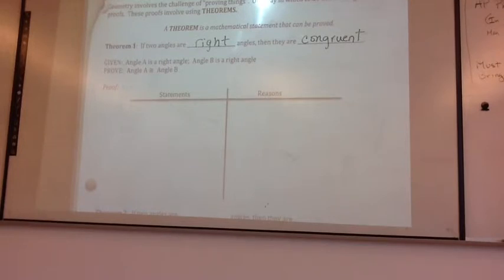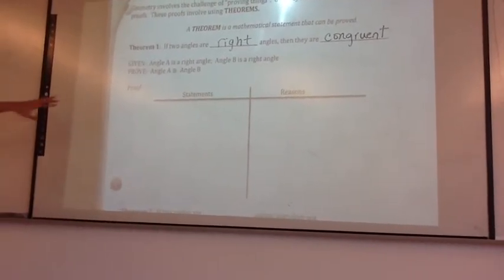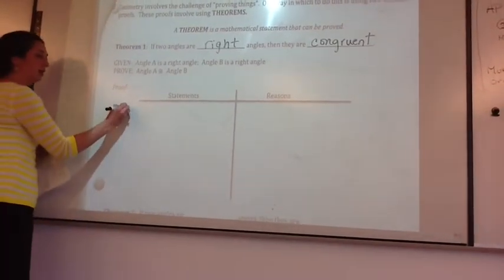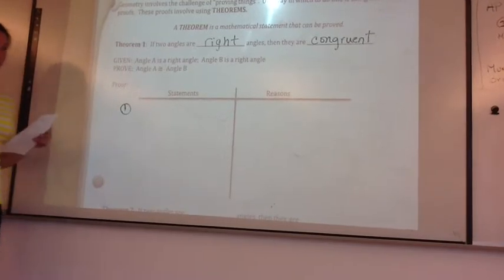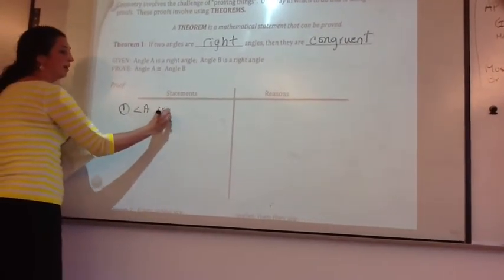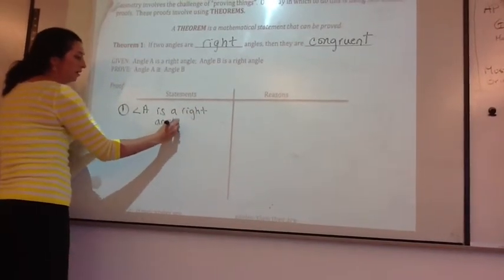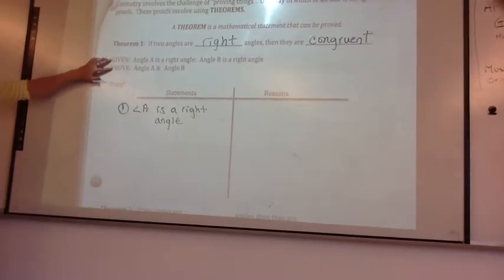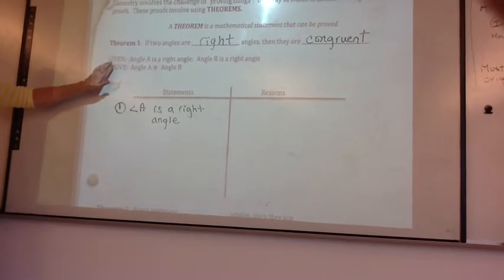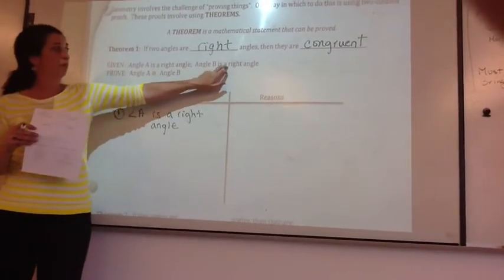Seems pretty obvious, right? If two angles are right angles, they have to be equal. But this is how we're going to walk through a statement and reason proof. So watch here. Number 1. Please number your statements in this column. We're going to state that angle A is a right angle. So if you look back at what was given to you and what you need to prove, we were given that angle A is a right angle, and we are also given that angle B is a right angle.